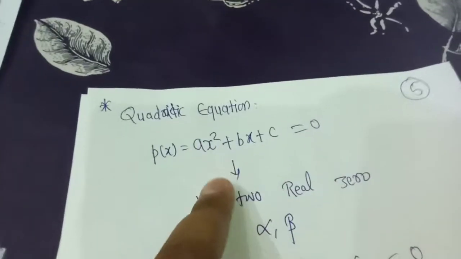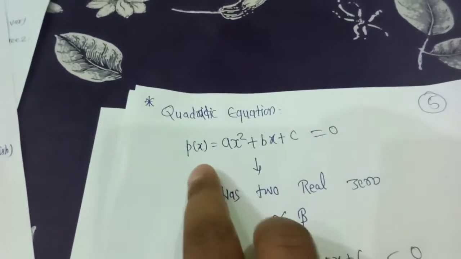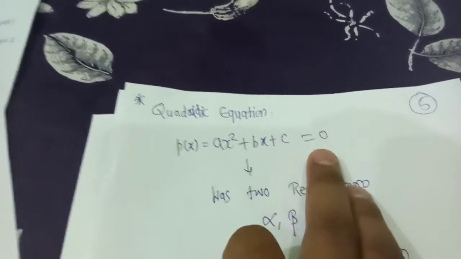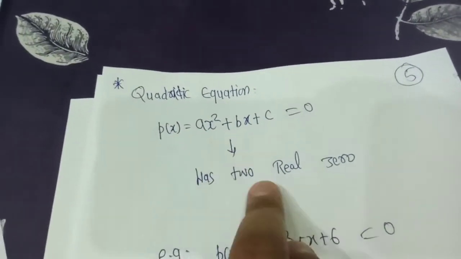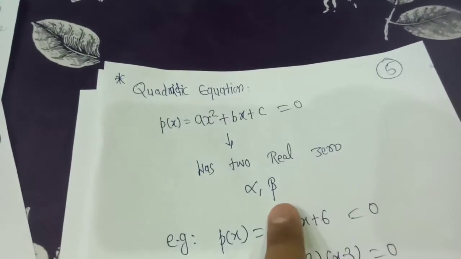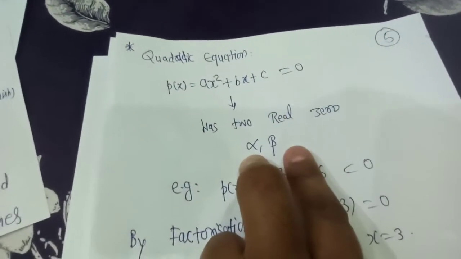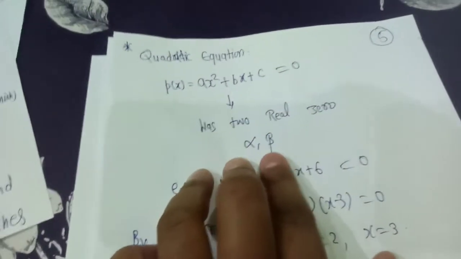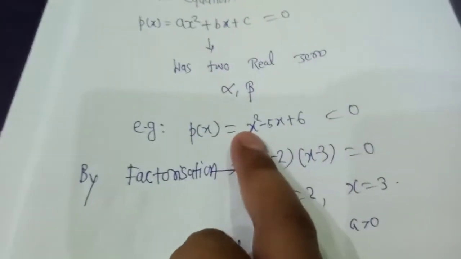So what have we learned? We have learned that a quadratic equation in one variable is in the form ax square plus bx plus c equals 0, where a, b, c are real numbers and a should not be equal to 0, and it has at most two real zeros. These two could be equal, or there could be no real zeros, only complex ones. So it has at most two real zeros.